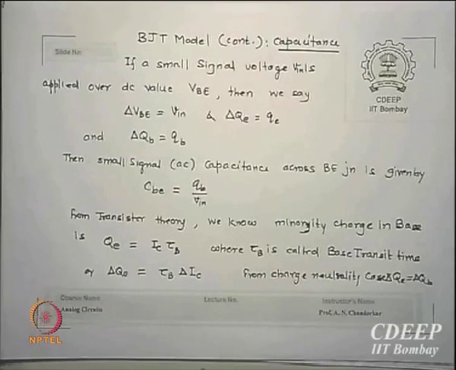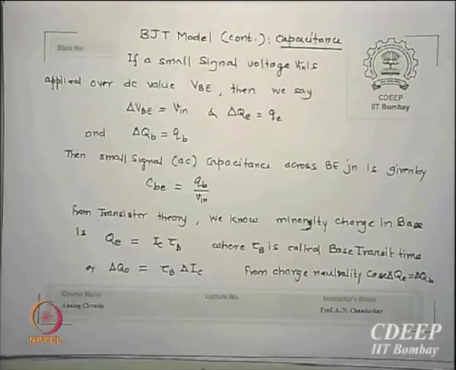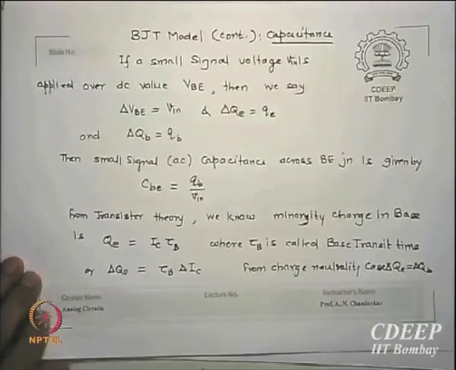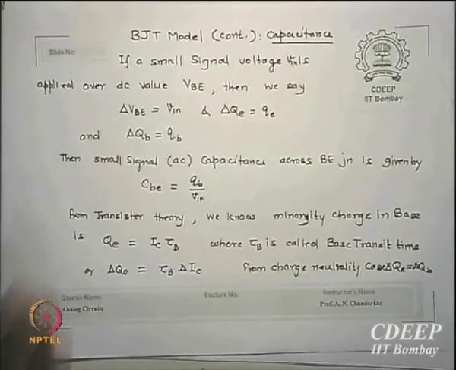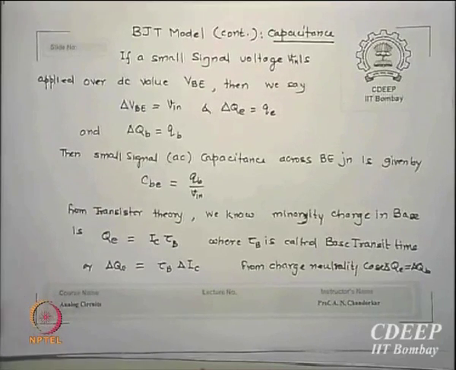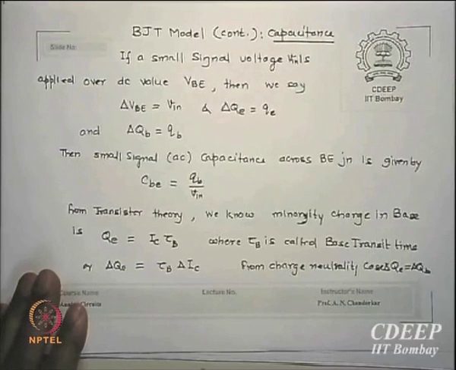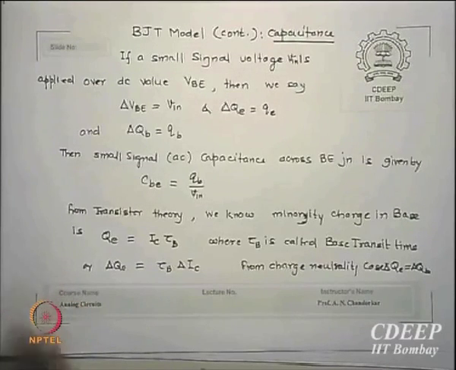So delta QE is tau B times delta IC. Is that okay? Okay. Delta QE is tau B times delta IC. Now this tau B in devices is what, anyone? Remember device theory last semester? It is related to what?